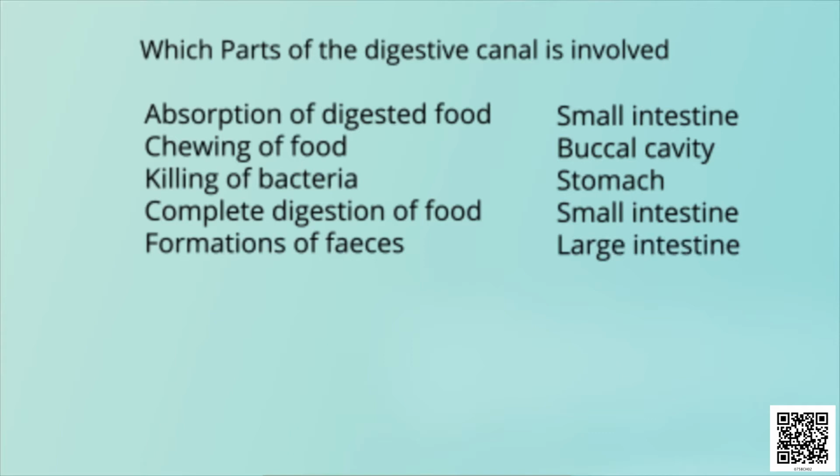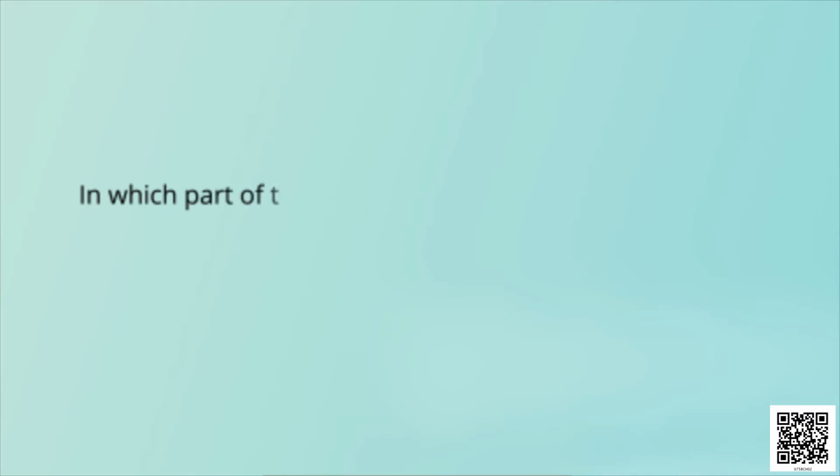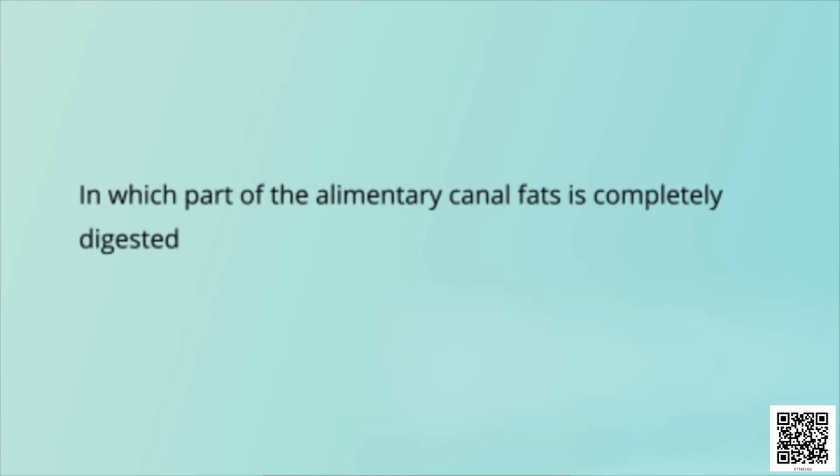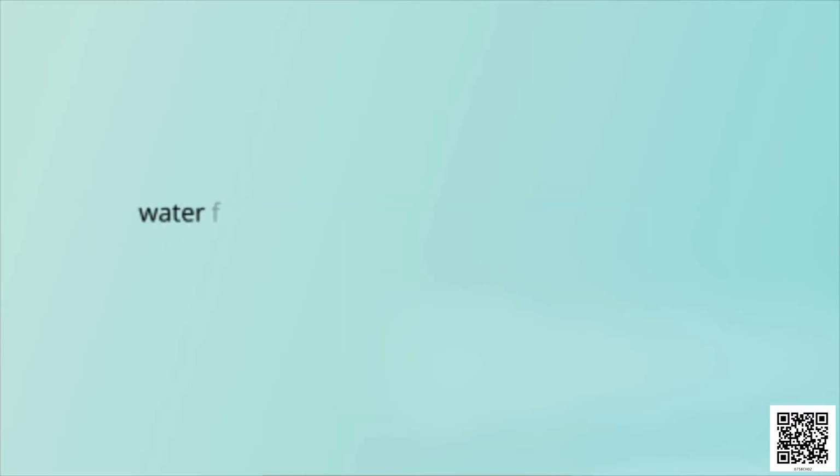Students, next question is, in which part of the alimentary canal is fat completely digested? And the answer is small intestine. Next question is, water from the undigested food is absorbed mainly in the large intestine. Yes, so large intestine is the right answer.